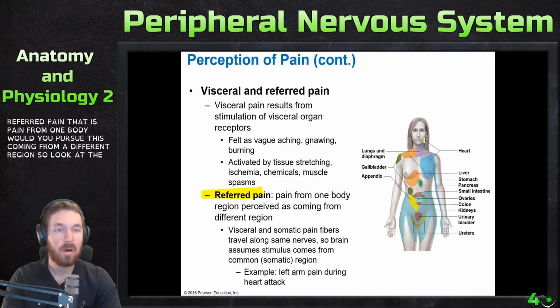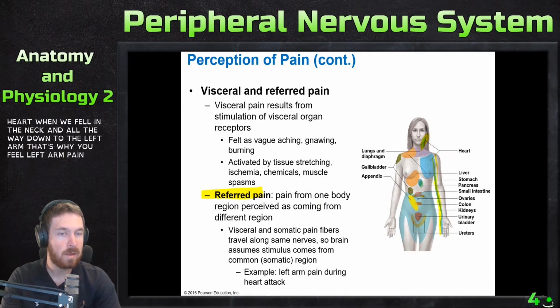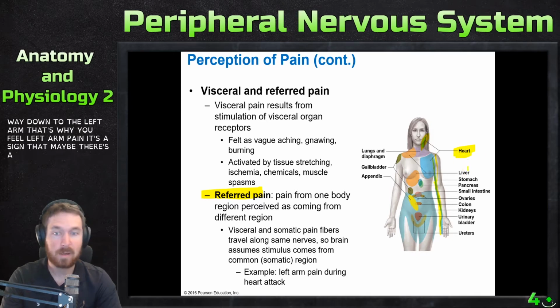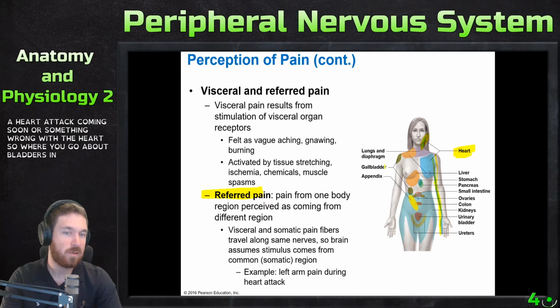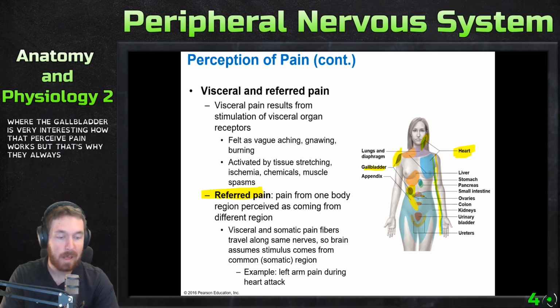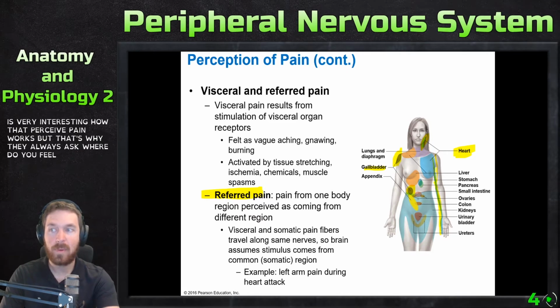So look at the heart here. Pain in the heart can be felt in the neck and all the way down the left arm. That's why if you feel left arm pain, it's a sign that maybe there's a heart attack coming soon or something wrong with the heart. The gallbladder is interesting. Look, you can actually perceive pain in the right shoulder along with where the gallbladder is. Very interesting how that perceived pain works. But that's why they always ask, where do you feel the pain?